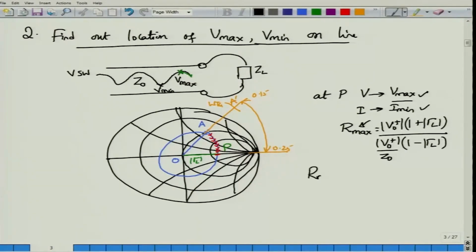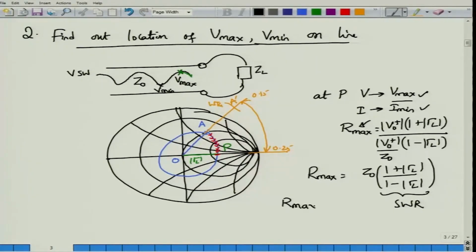So, now R max is equal to Z0 into the quantity 1 plus mod gamma L divided by 1 minus mod gamma L. This quantity is nothing but the standing wave ratio, and you can now see that if I divide this R max by Z0, which will give me the normalized impedance R max, that would be equal to SWR directly.